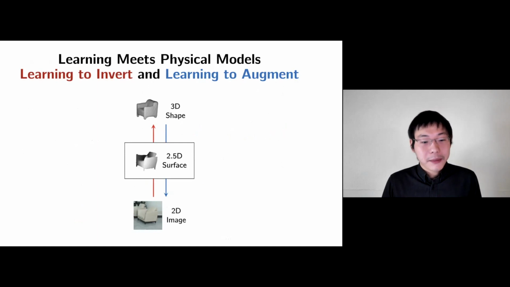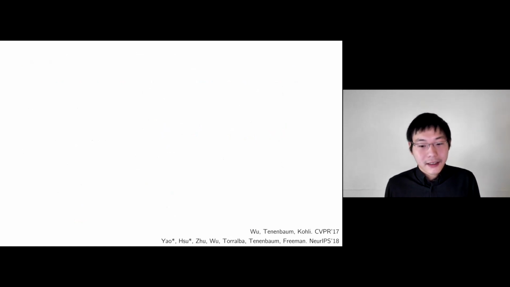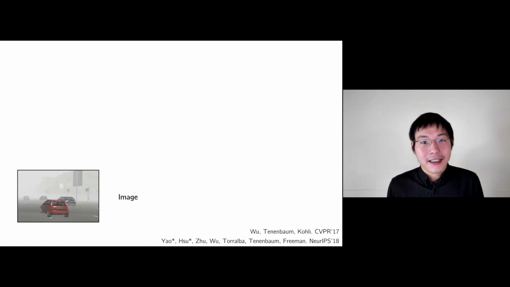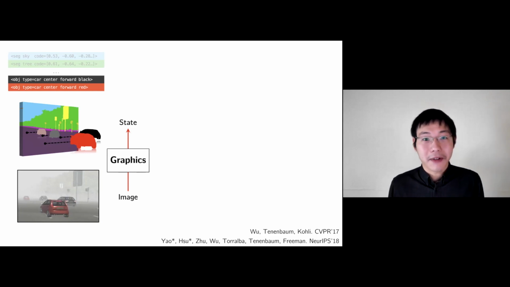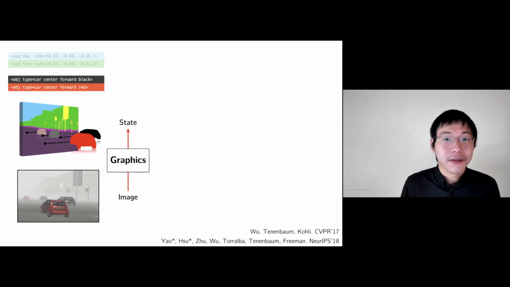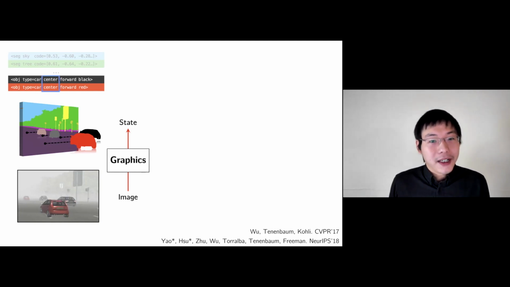So essentially, we can put them together. We can say, okay, if I'm given an image, can I first do the learning to invert process and then do the learning to augment process? So given an image like this, I can try to invert the image to infer the geometry of the objects, but also infer their positions and attributes like textures. And then I can have some separate modules to deal with the background, which is not that object-centric, like skies and roads and trees.